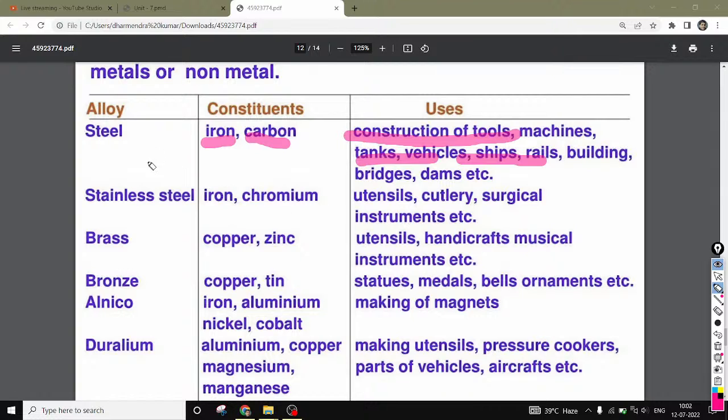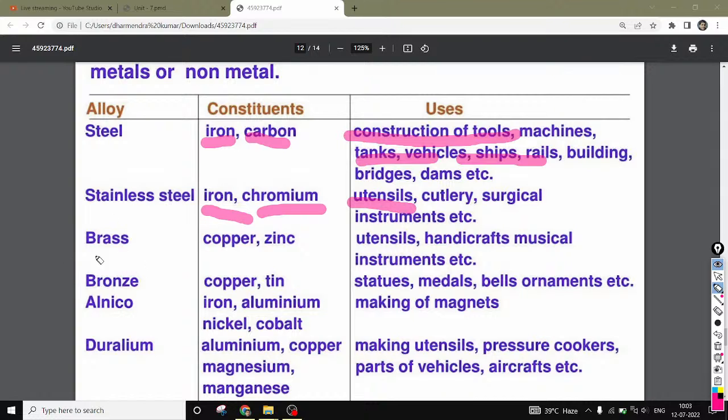And next we have stainless steel. So stainless steel is made up of iron and chromium, right? With the mixture of these two things we are getting stainless steel, and this steel is used for utensils, cutlery and surgical instruments, etc. Means various items are also made up of stainless steel.